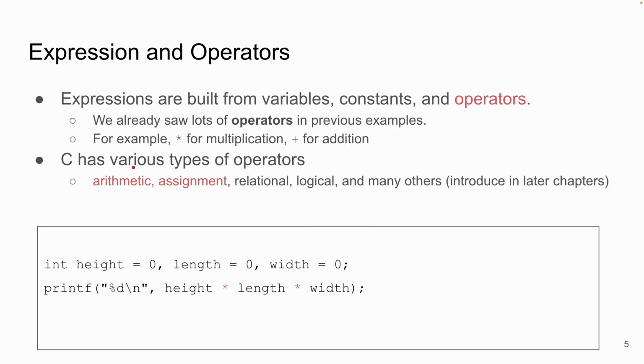And C has various types of operators. So these are the most common operators we will use. For example, arithmetic, assignment, relational operators, logical operators, and conditional operators. So there are a lot of different operators. And for today's course, we will introduce the first two, and we will introduce the other kinds of operators in later lessons.